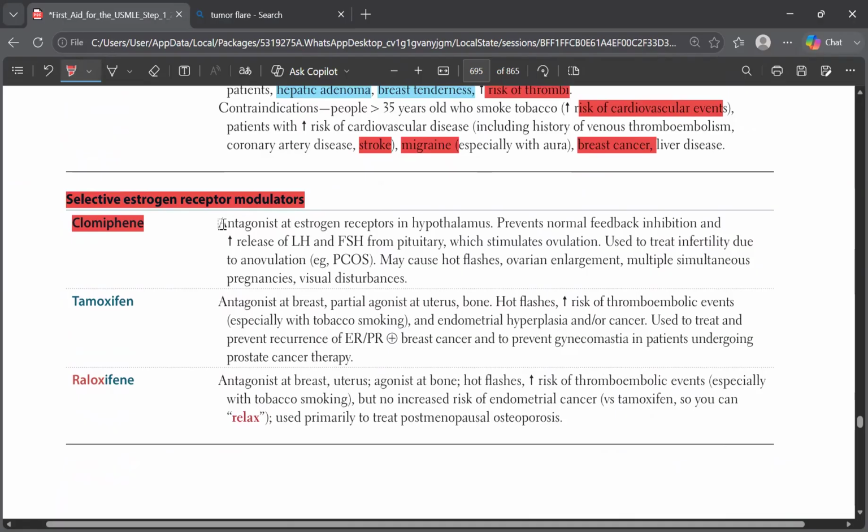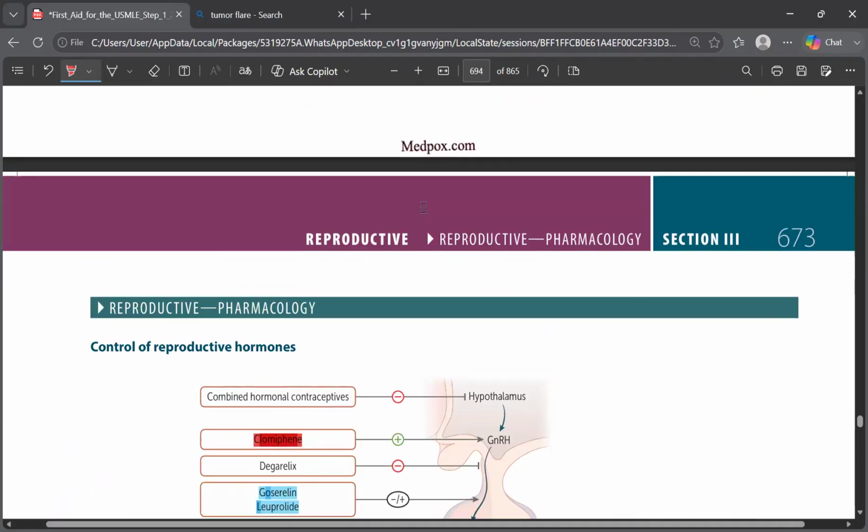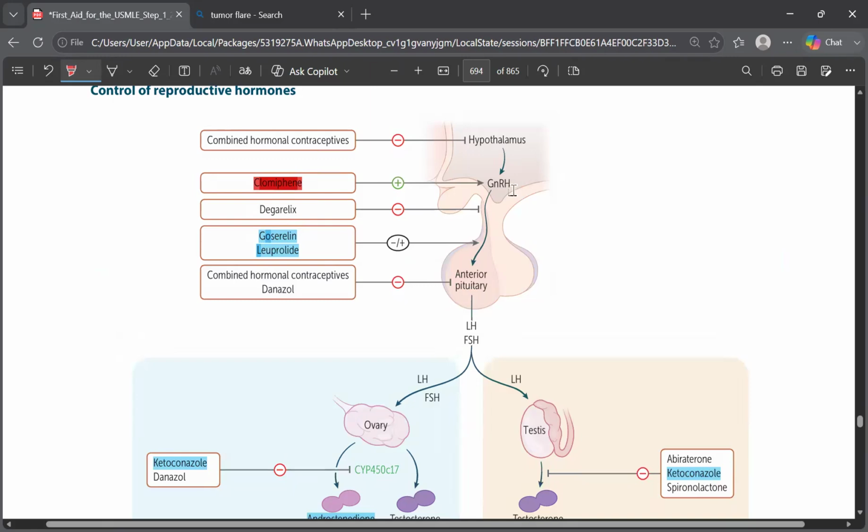So it is an antagonist at estrogen receptors in the hypothalamus. Okay. It said a positive response to gonadotropin releasing hormone, but a negative one to estrogen receptors in the hypothalamus. Basically the hypothalamus has estrogen receptors and it detects the estrogen. If there's a lot of estrogen, the gonadotropin releasing hormone is going to have a negative feedback, but if there's less estrogen, then it is going to be released. So it is basically going to cause the estrogen receptors to be antagonized, and when they're antagonized, there's going to be more gonadotropin releasing hormone.